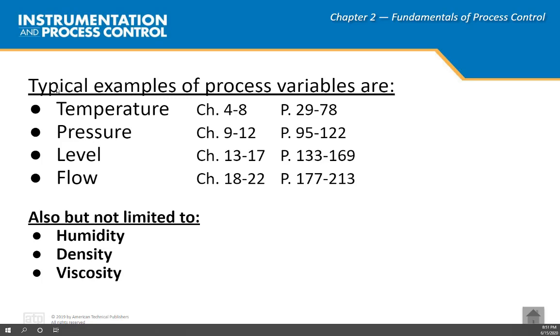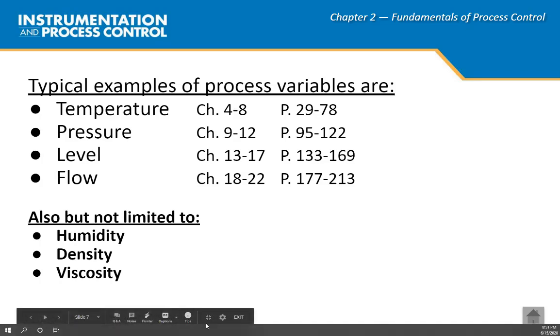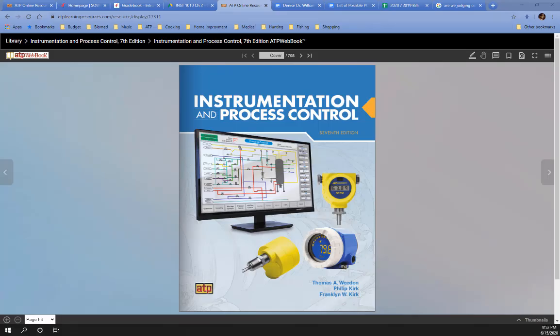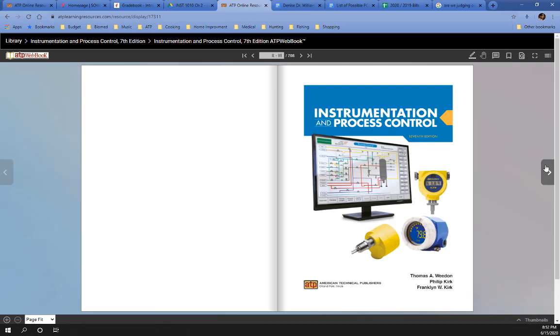Okay, you do want to write this down and make note of this. Typical examples of process variables are, now four of the most common ones are temperature, pressure, level, and flow. And what I want to show you with that is some details about our textbook. So let's take a quick look through our textbook.